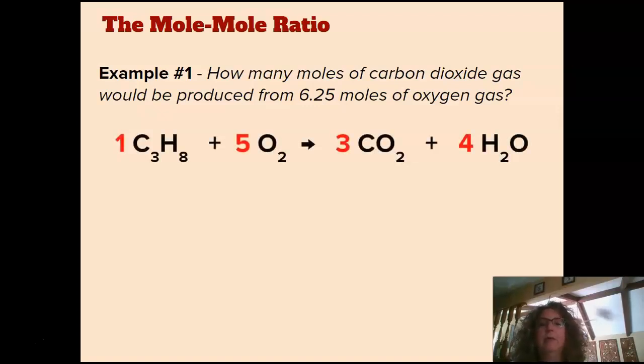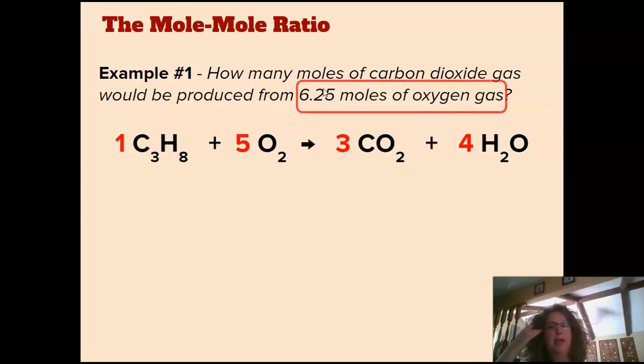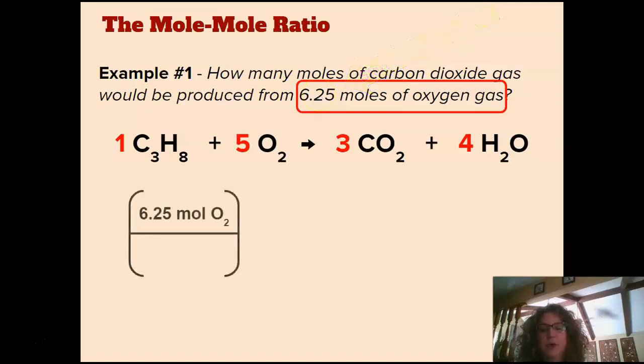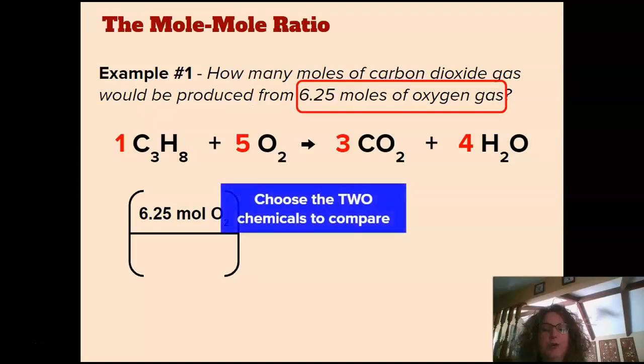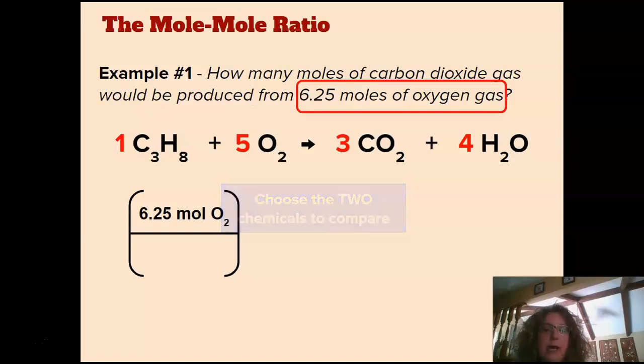When I look at my equation, I'm going to do what I always do. I'm going to start with what's given, and my given amount is 6.25 moles of oxygen gas. So that's where I start. Now I'm going to use my balanced chemical equation for the combustion of propane to figure out how many carbon dioxide moles I'm going to make. I have to figure out which 2 chemicals I'm going to look at. I'm going to look at carbon dioxide and oxygen.